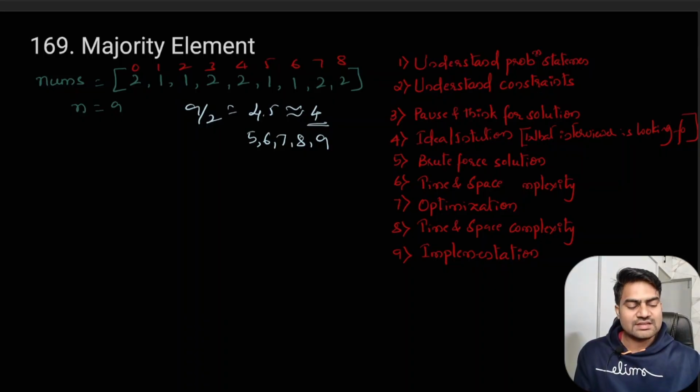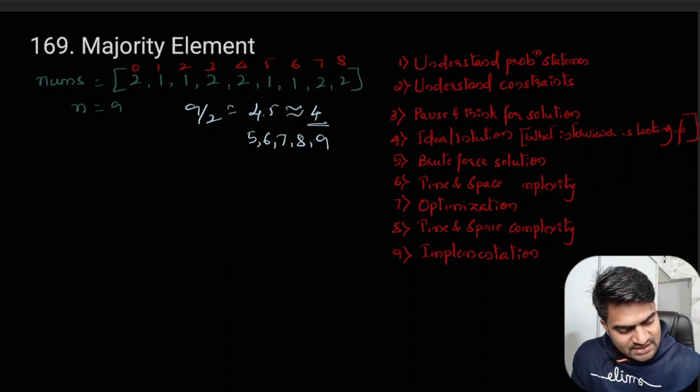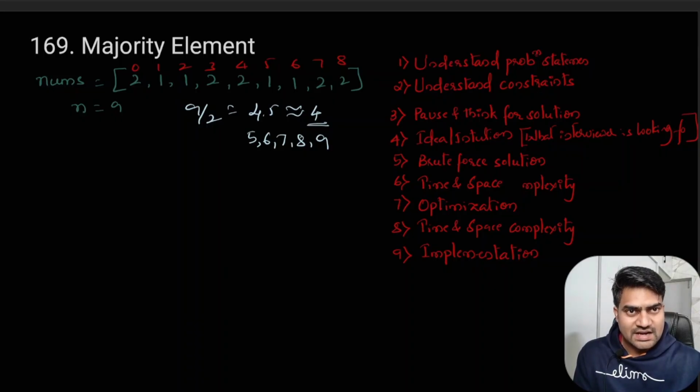So you can pause for a second and think for the possible solution here. The interviewer will be expecting you to solve this problem with the most optimal solution, which is called Boyer-Moore's voting algorithm. We will discuss that later, but that will find the majority element in O of n time complexity. With that, let us try to understand the brute force solution for this.